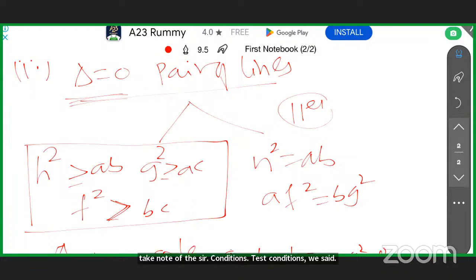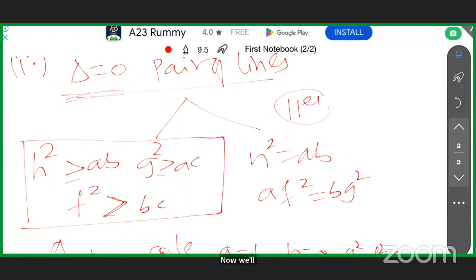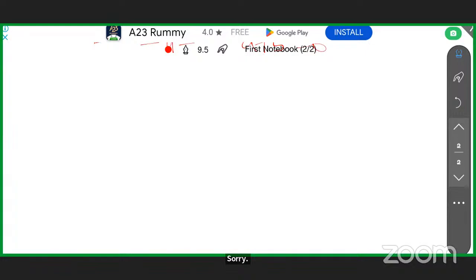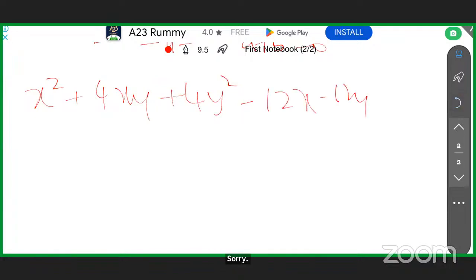Now we'll solve a few problems based on this. The curve x square plus 4xy plus 4y square minus 12x minus 24y minus 28 is equal to 0. What is the curve?